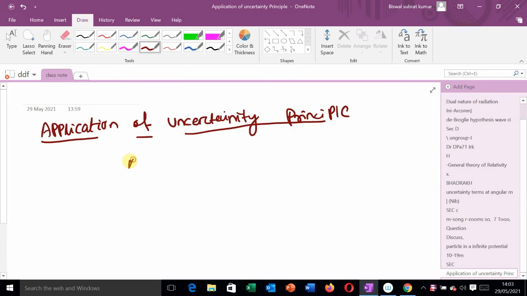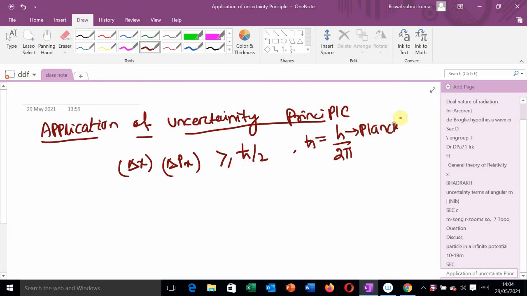The uncertainty principle says that the uncertainty in the position, multiplied by the uncertainty in the momentum, is always greater than or equal to h cross by 2, where h cross is defined as h by 2 pi, and h is the Planck's constant, which has the value 6.62 × 10^-34 joule second.